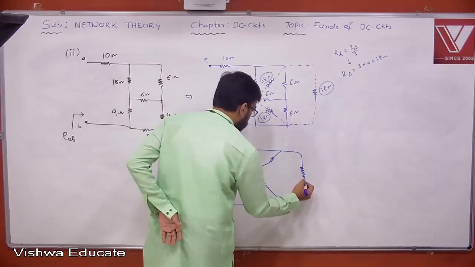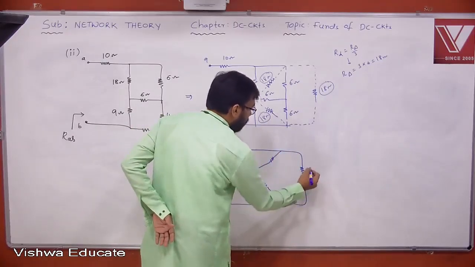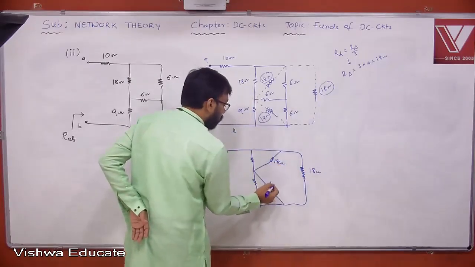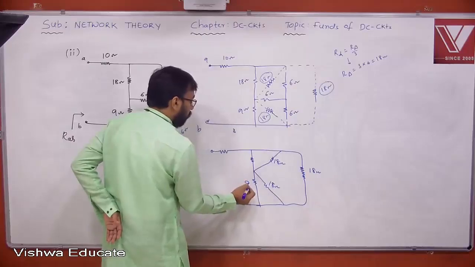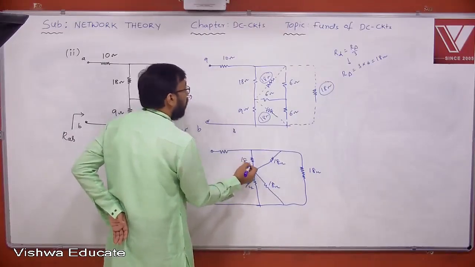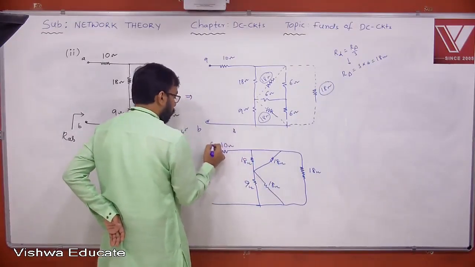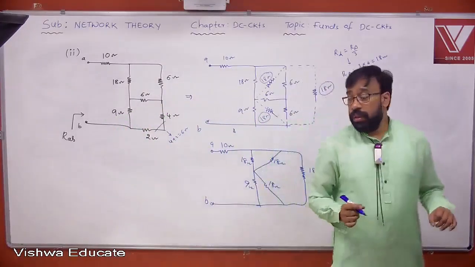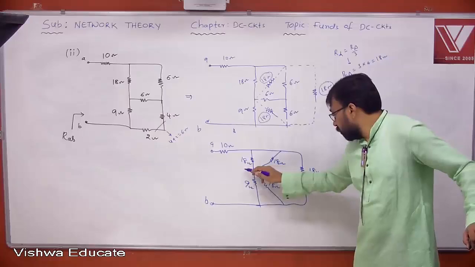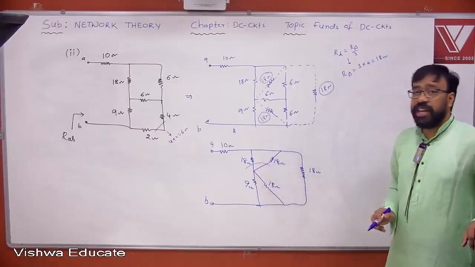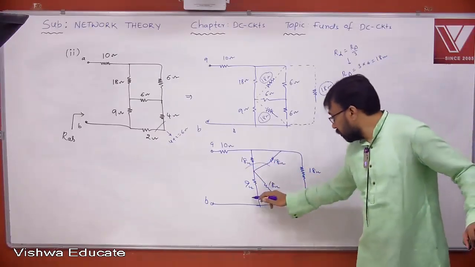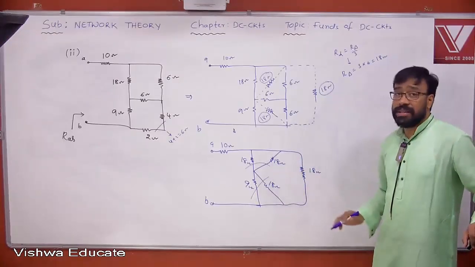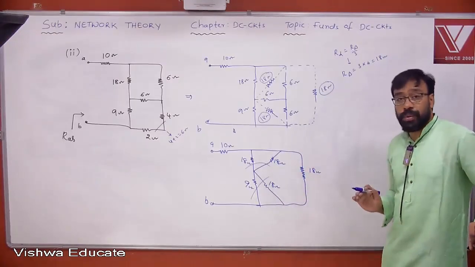What is this? 18 ohm. 18 ohm, 18 ohm, 9 ohm, 18 ohm, 10 ohm. This is what actually you're going to do. Now, see this, how these two elements are connected. 18 and 18 are parallel. How these two are connected? 9 and 18 are parallel, yes or no? And then they are in series. That result is parallel to 18, yes or no?